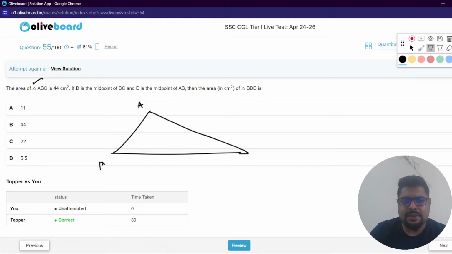Sir, ABC triangle is given as 44 area. D is the midpoint of BC. Okay, this is D, sir. E is midpoint of AB. Okay, this is E. They are asking BD.